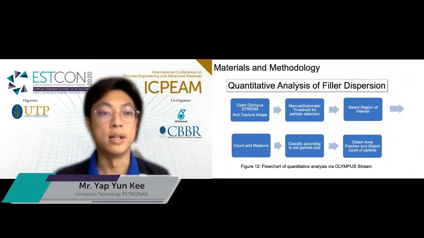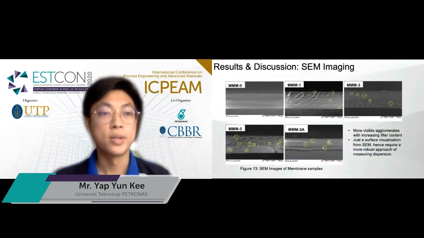Firstly, we will use Olympus Stream, which is software, and we will use the optical microscope to capture the image. Then the image will be transferred into the software, whereby we will use a manual or automatic threshold for particle detection. Then we will select the region of interest on the picture, use the application which is count and measure, and then we will classify according to the set particle size and obtain their area fraction and object count of particle. So here's the result and discussion.